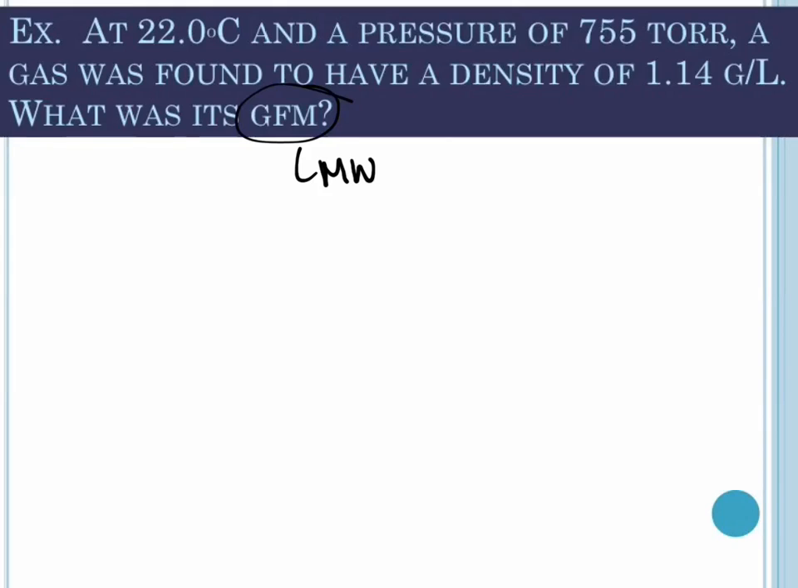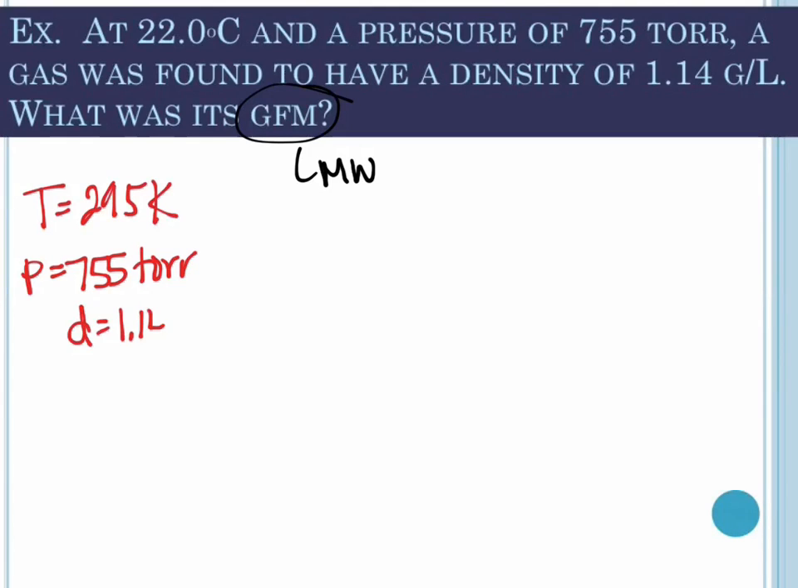So temperature is 295. Pressure is 755. Density is, that's all we know. So molecular weight, so meow is dirt over pee. Meow is what we're looking for.